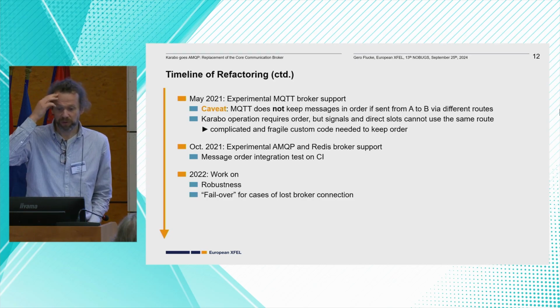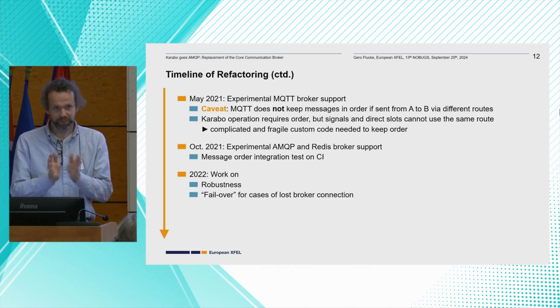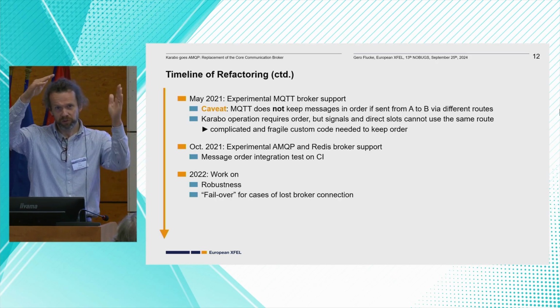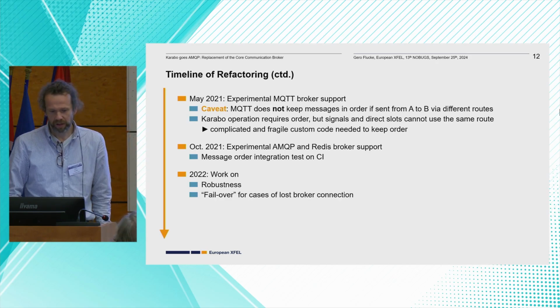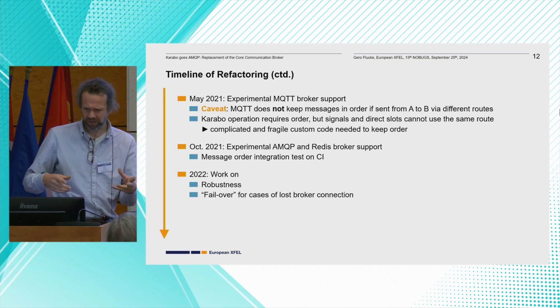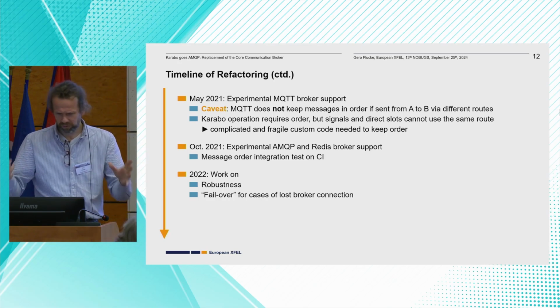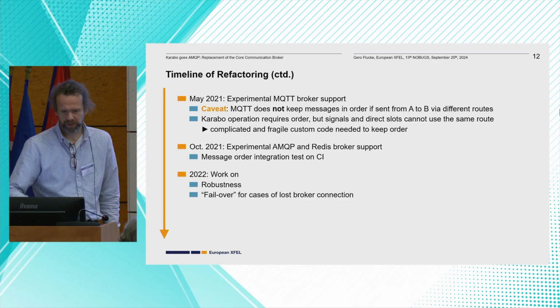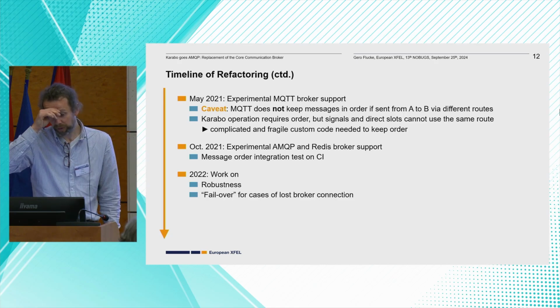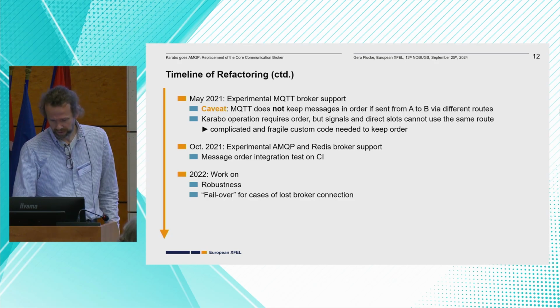But KVR, the MQTT, does not keep message order if the messages are sent in different routes, which is the case if you have signals and slots. You can't do that. And then we had complicated custom code to keep the order, which is also not so nice. So we are happy that later on we had an AMQP, and also Redis experimentally supported.